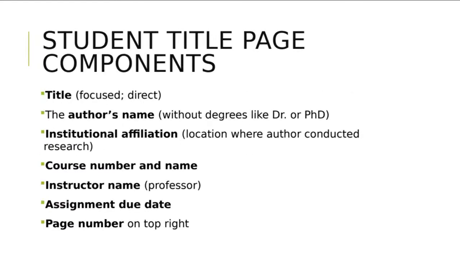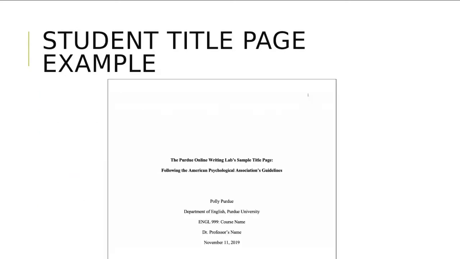So student title page components: there's a title, it's focused and direct, and then the author's name, without degrees like doctor or PhD, it's just the author's name. Then the institutional affiliation. So you're going to have Miami-Dade College, and also what part of Miami-Dade College, like the English department. Course number and name, instructor's name, assignment due date, and a page number on the top right, and it's just a page number. It's not your last name.